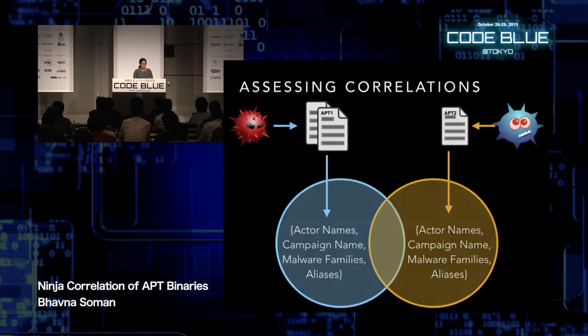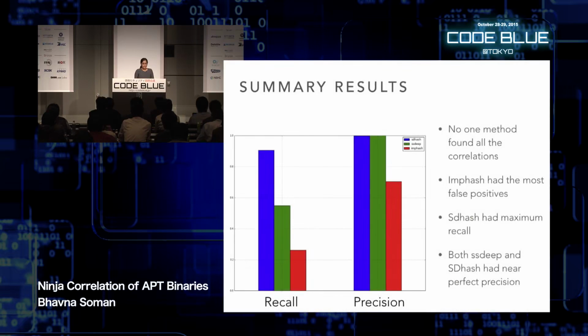This graph plots the recall and precision of the connections made by each method. Recall is the percentage of true positives that was found by each method. And we can see SD hash, which is the blue column, had the highest recall at 90%. And imp hash, which is the red column, had the lowest recall at 25%.